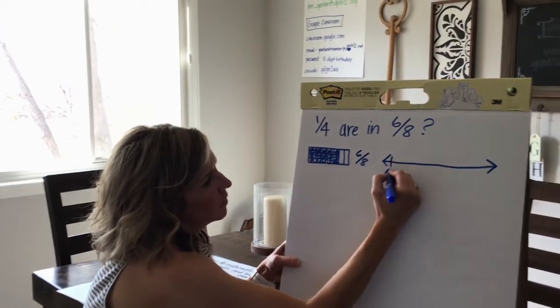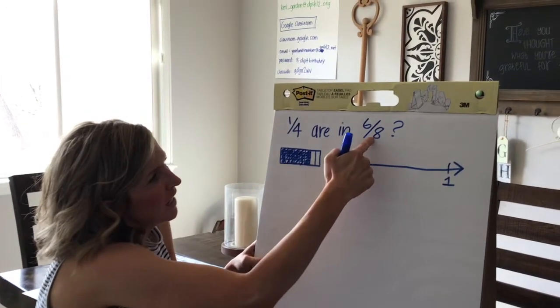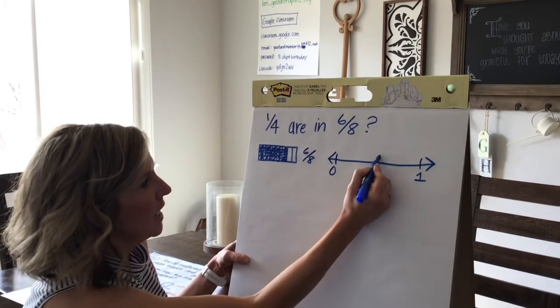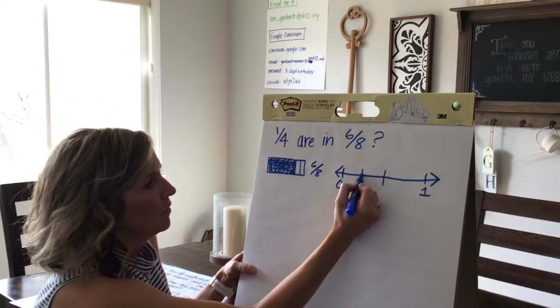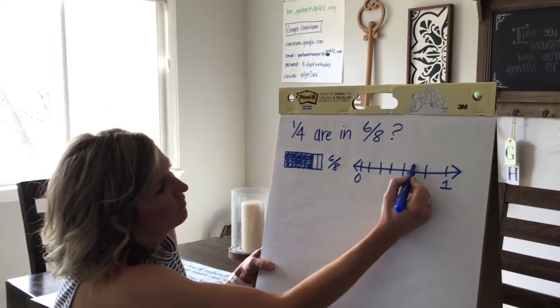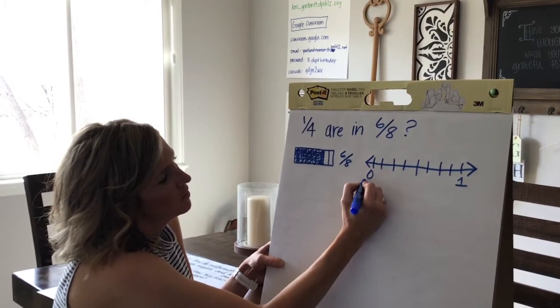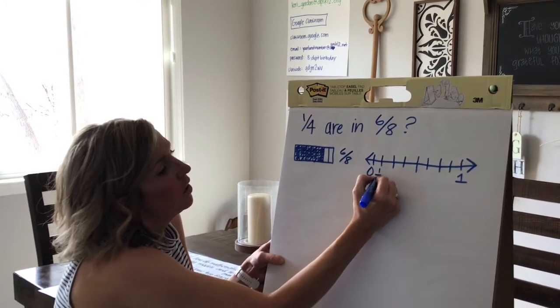I can also represent that on a number line. Again, my benchmark number is 0 and 1. Okay, and I want to cut it into 8 equal parts. So I'm going to start in half. And then I'm going to cut those halves in half. And then I'm going to cut those halves in half. Okay, and then I can label my number line. So this is 0/8. This would be 1/8.